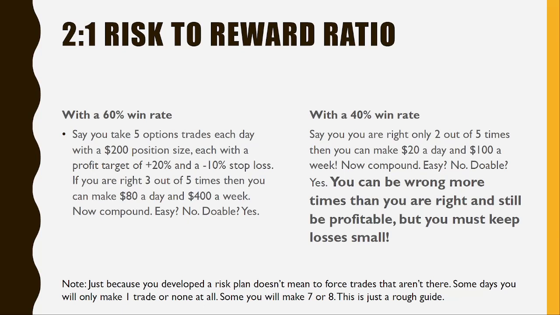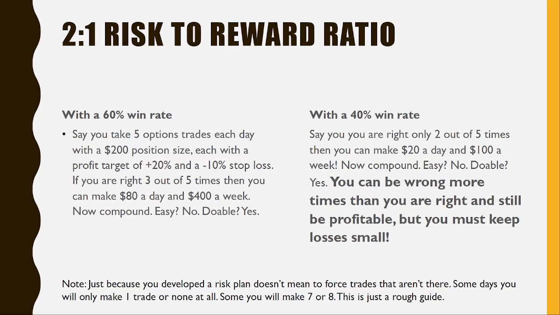With a 40% win rate, like we talked about, you only have to be right 2 out of 5 times to be profitable. You make $20 a day and $100 a week, $400 a month. And then keep doing that as your account grows: risking small, winning big, losing small, taking small wins, taking small losses. You can be wrong more times than you were right and still be profitable, but the losses must be small.